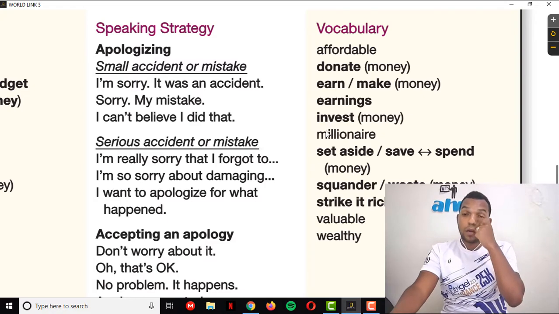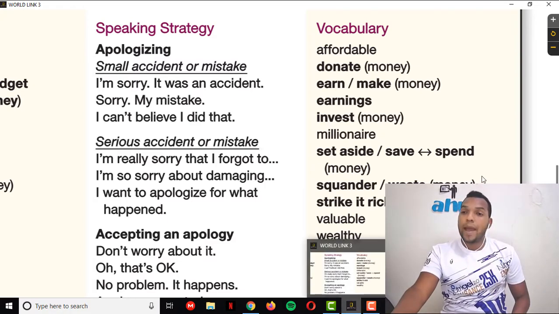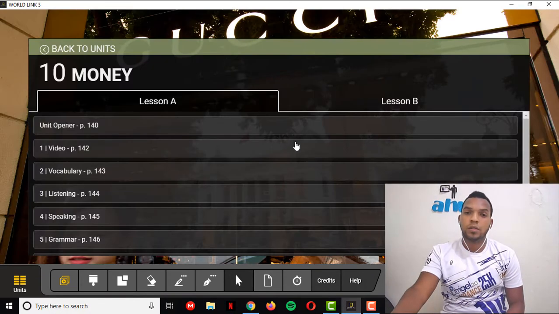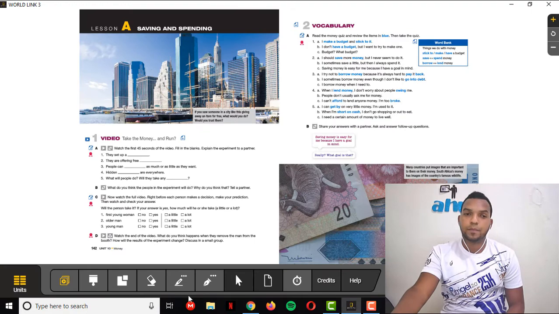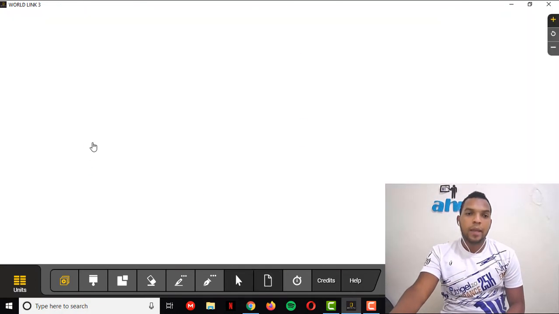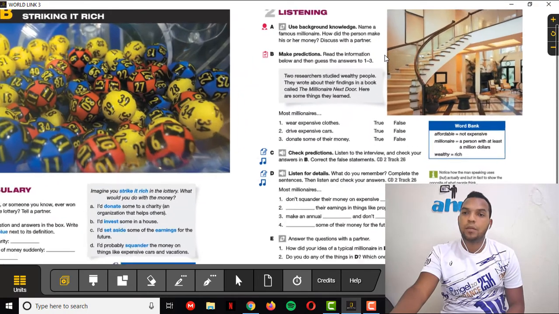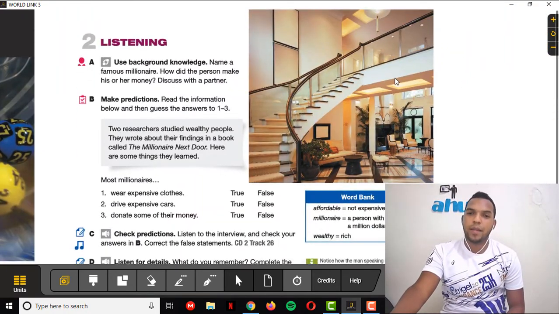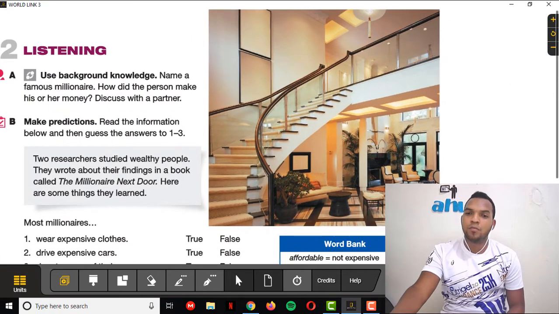All right, so let's go back to this part where I have, where is it? Oh no, sorry guys. Very good. Look at this part. This is amazing. The living room in a house, right? So name a famous millionaire. How did the person make his or her money?